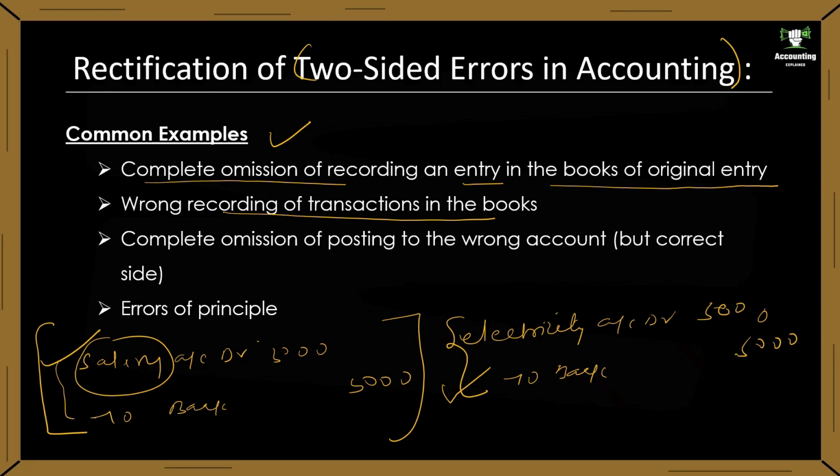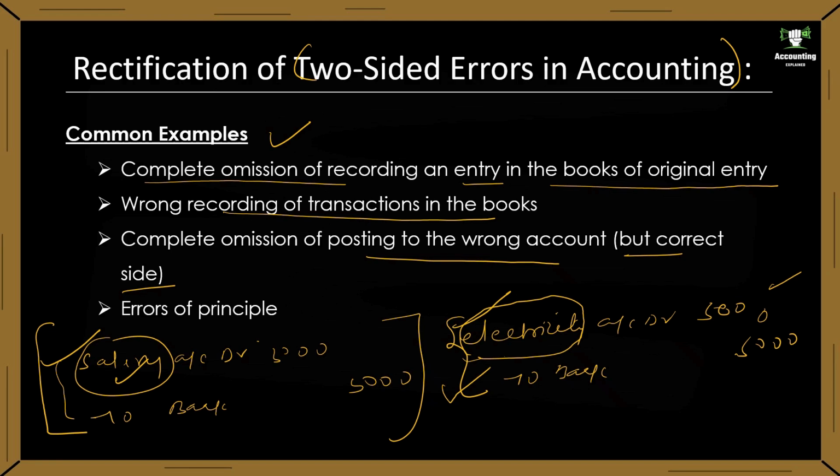a wrong account you have taken. Instead of salary, you have taken electricity, which is not correct. Next is posting to the wrong account, but on the correct side. So you pass this entry and you have posted this amount of 5,000 to the electricity account. Then also your trial balance will tally, but you have taken it to the wrong account, right?